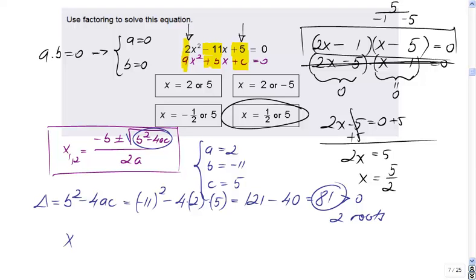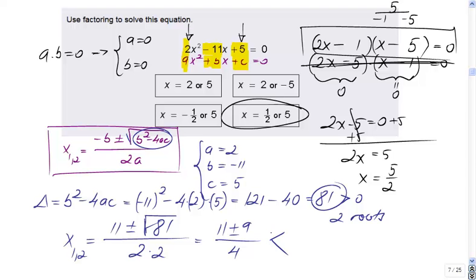And then just plugging this back in, you have what? Your x1 or 2 will be equal to minus b, minus negative 11, is going to be positive 11, plus or minus the square root of your b squared minus 4ac, which is 81, over 2 times a, over 2 times 2. And this gives you what? 11 plus or minus 9, because the square root of 81 is 9, over 4, and you have the 2 roots. 11 plus 9 would be 20 over 4. That gives you a 5. And 11 minus 9 is going to be 2 over 4. That will be your second root, 1/2. 5 and 1/2. Same answer.